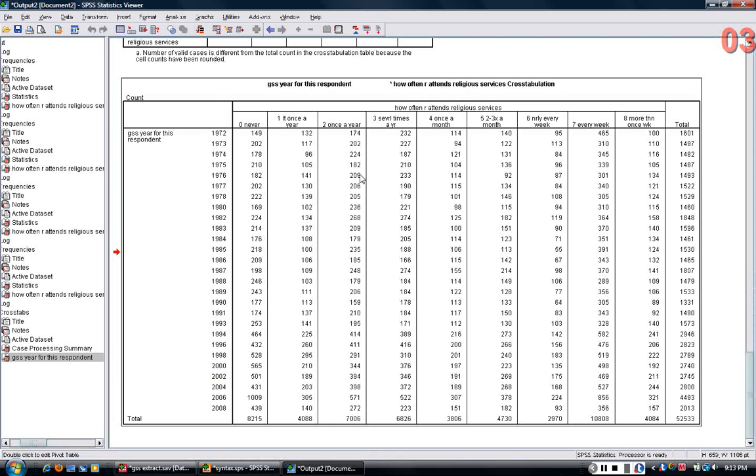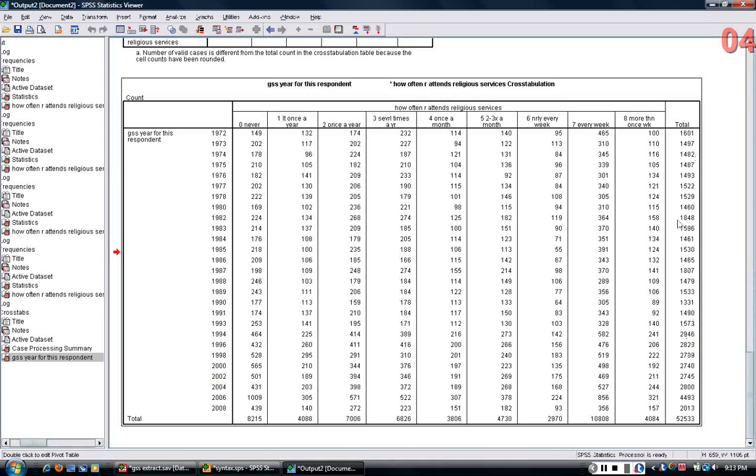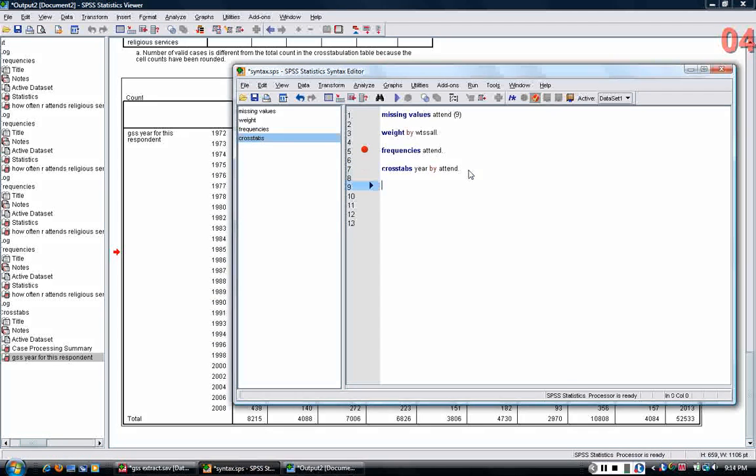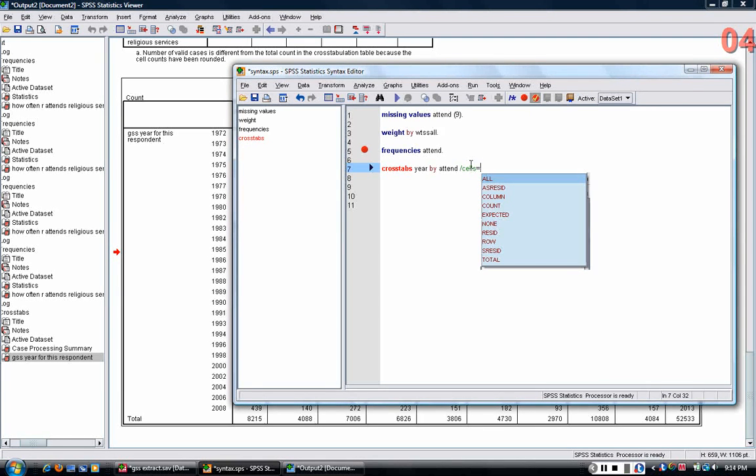If you wanted to use this table to find out whether religious attendance has changed over the last 30-some years, from 1972 to 2008, it's not going to be very easy to figure that out, due to the fact that different numbers of people were interviewed in each year. So what I can do is add to the end of this crosstabs a command that tells SPSS to calculate percentages.